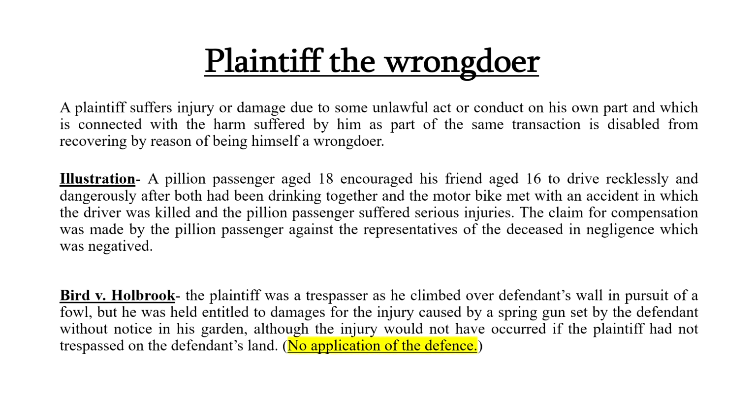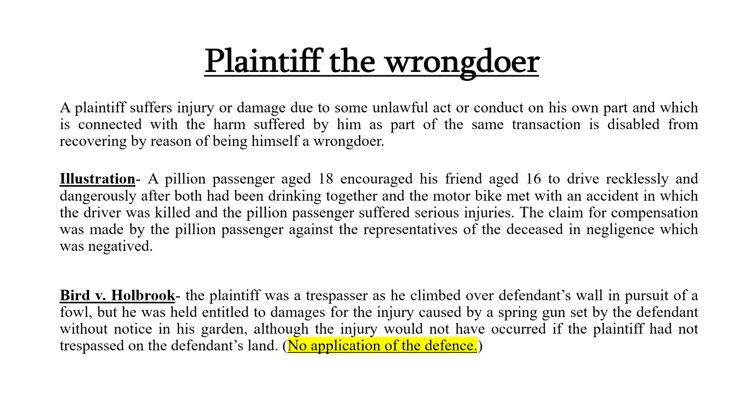Now, there is an illustration of this principle. A pillion passenger aged 18 years encouraged his friend aged 16 to drive recklessly and dangerously after both had been drinking together, and the motorbike met with an accident in which the driver was killed and the pillion passenger suffered serious injury. The claim of compensation was made by the pillion passenger against the representative of the deceased in negligence, which was negatived.